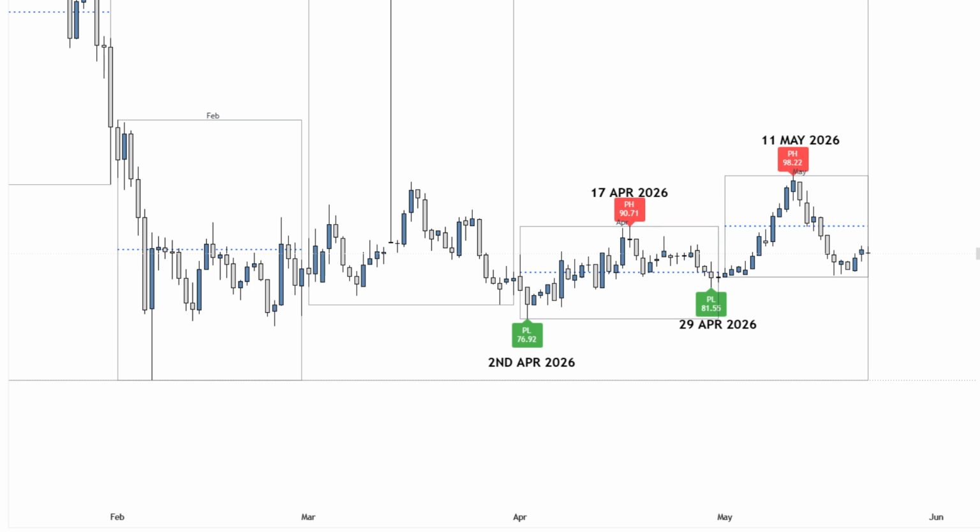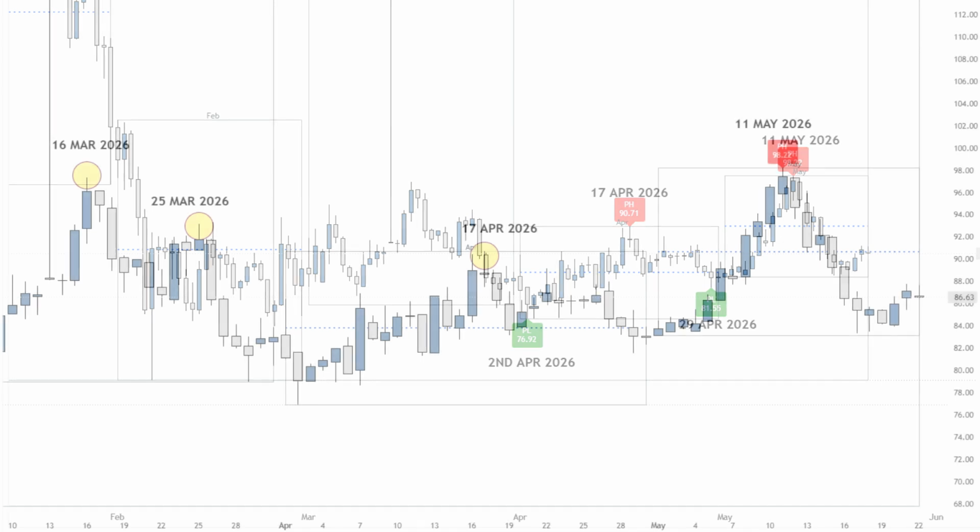Sellers then reasserted their control, but instead of collapsing into fresh lows, the market established a higher pivot low on April 29th at 81.55. That higher low then became the foundation for the next expansion leg higher. Solana then rallied aggressively into the May 11th high at 98.22, creating another higher high within the structure. That higher lows and higher highs puts Solana in an uptrend. We want to just rewind.